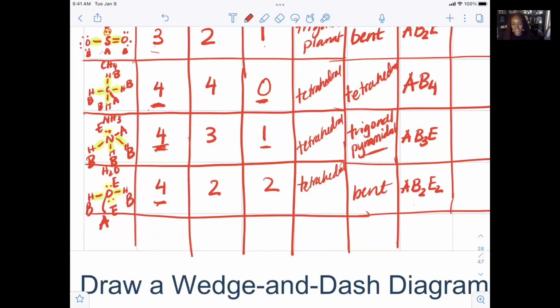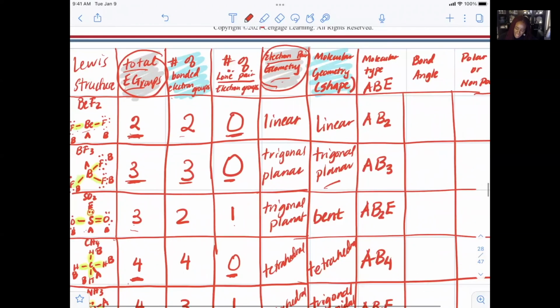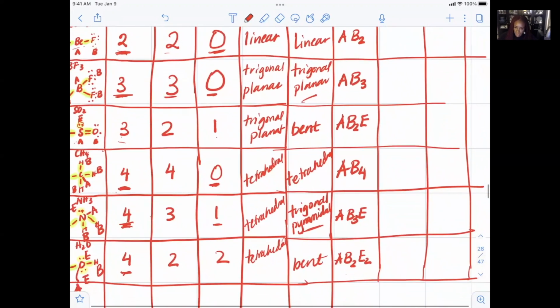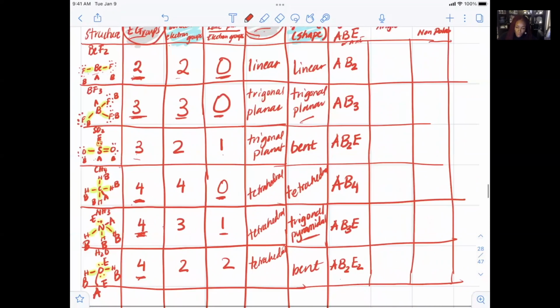Now, some books use L in the place of E. Some books use X in the place of B. So it can be ABE or AXE or ABL, whatever it is. Just don't mix them up because then you get confused and you won't know what you're doing. So I use ABE, so just go with that, okay? Or you can use the equivalent in your lab.